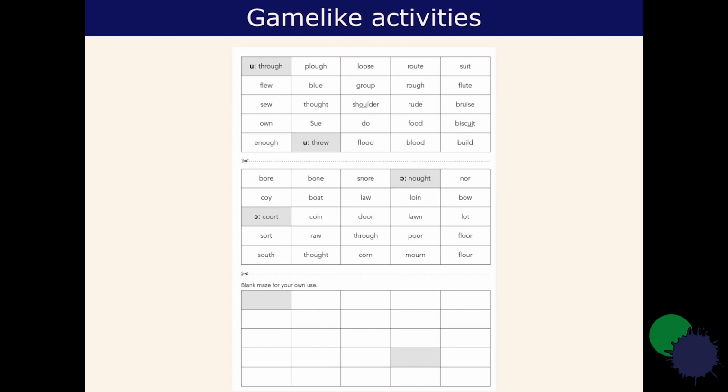But the trick is to have the starting word and the end word, and then write in other words which have the sound to create the pathway, and then add in your distractor words afterwards. Those kinds of mazes are very simple to create, but they're nice and challenging for students to find their way through the maze.